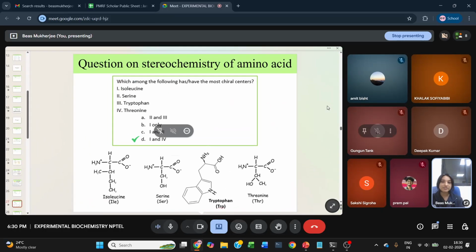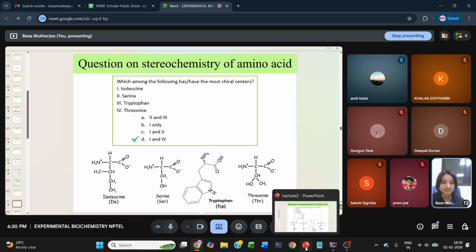Okay, so basically isoleucine and threonine, both of these have the maximum number of chiral centers. Okay, and if you look at serine, it has only one chiral center. Similarly, tryptophan also has only one chiral center. But when you look at threonine, it has two chiral centers, and isoleucine I think has one, and here, yeah, it also has around 2 to 3 chiral centers.